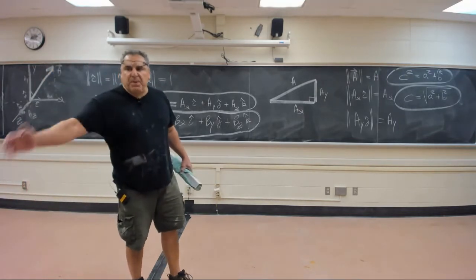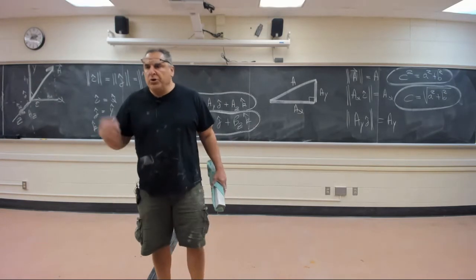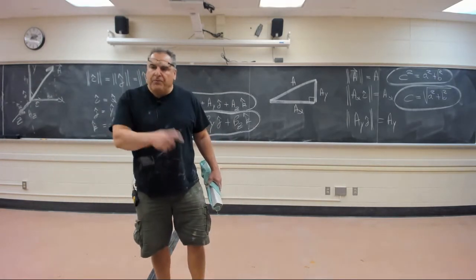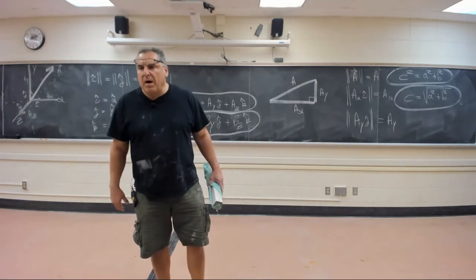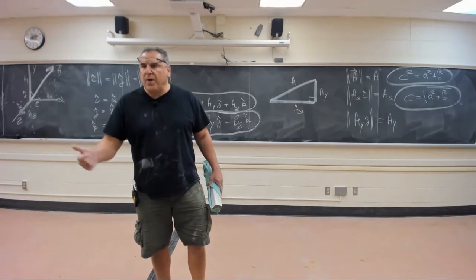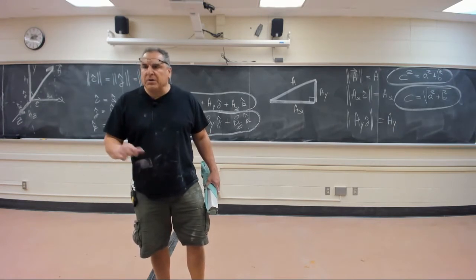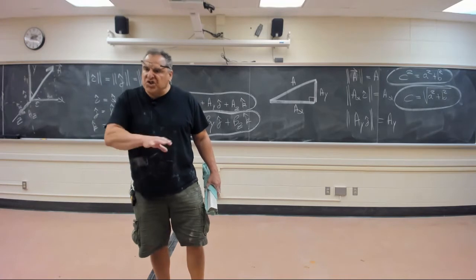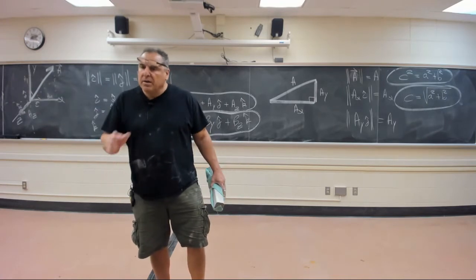C equals A plus B when I'm adding money. You gave me $3 and your friend gave me $4. They saw I was short on money. $3 and $4, I have $7. C equals A plus B in that regard. 3 plus 4 is 7.